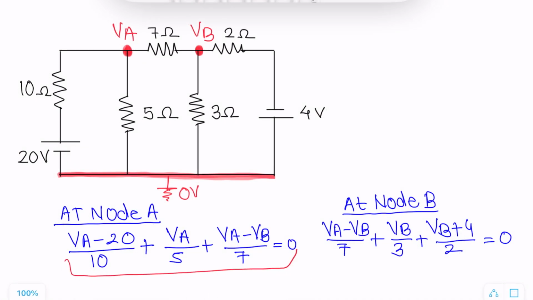This becomes your first equation. This becomes your second equation. So now if you solve these equations simultaneously, you will get values of VA and VB. The final outcome of the problem will be values of VA and VB, and from these values you can decide which current is to be calculated and you can find the value of current.